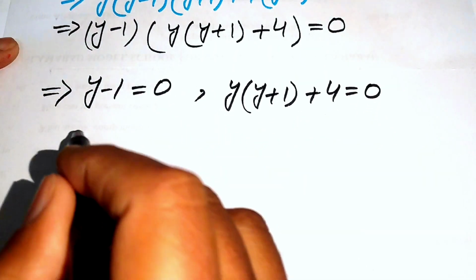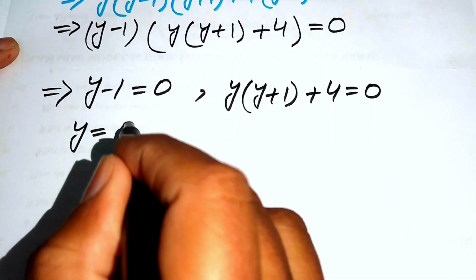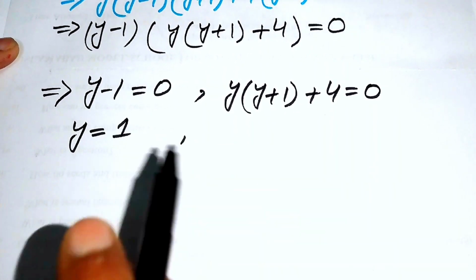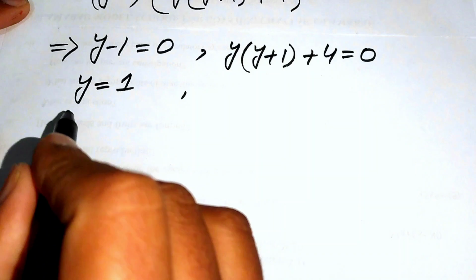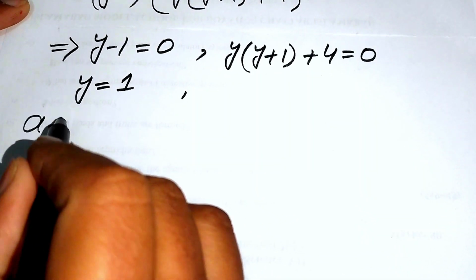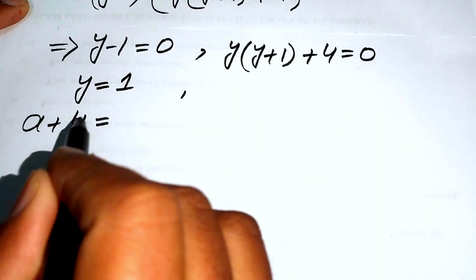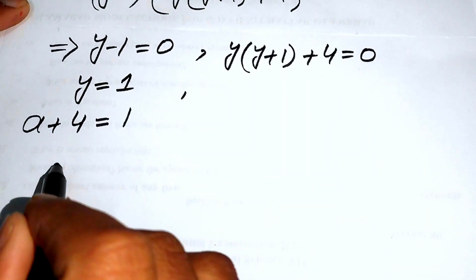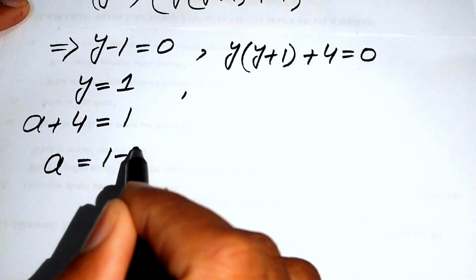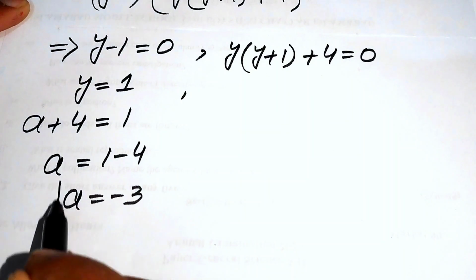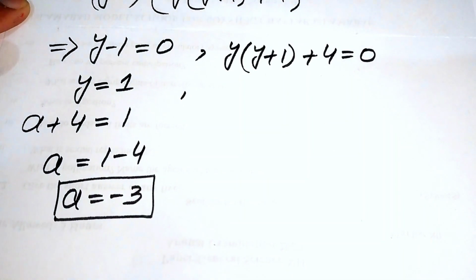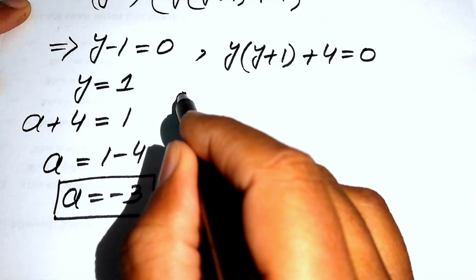So in the first case, we easily get the value of y equals 1, and here we back substitute the value of y, because at the start of the problem we took y equals a plus 4. So we have a plus 4 equals 1, so we get a equals 1 minus 4, and finally we have a equals minus 3. So this is the first real root of this problem, and now we find the other real roots.